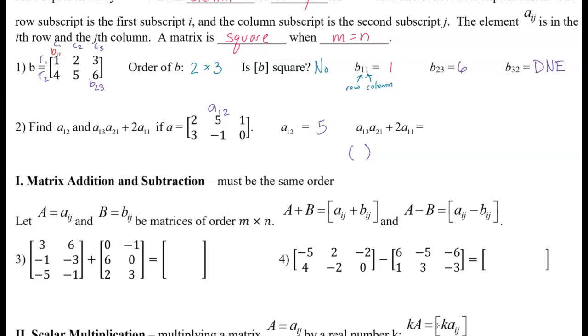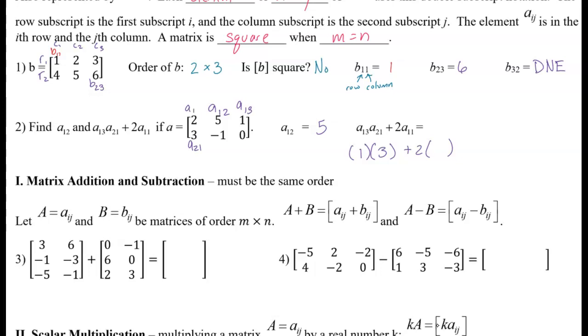First row, third column. 1. Good. This is A13. What about A21? 3. Good. Yes, this is A21. And then we can just go ahead and find A11. What's A11?